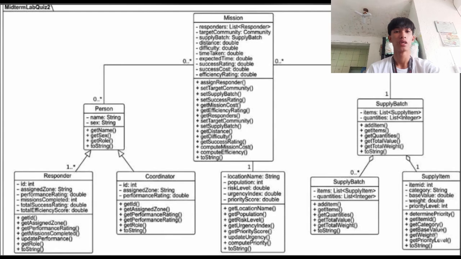So our UML diagram demonstrates a highly modular architecture. By using inheritance, we avoid redundant code for our personnel. Through aggregation, we can flexibly group supplies into batches. Most importantly, the mission class acts as a central hub, using private data and public methods to calculate real-time efficiency and cost during a disaster. So now let's proceed to the actual code, which is the mission class.